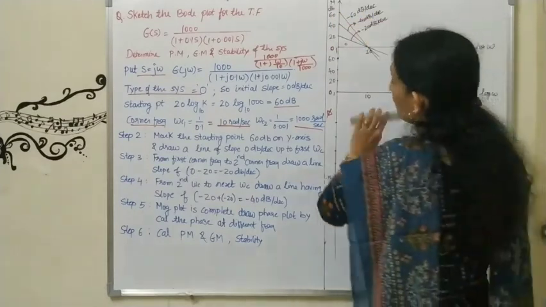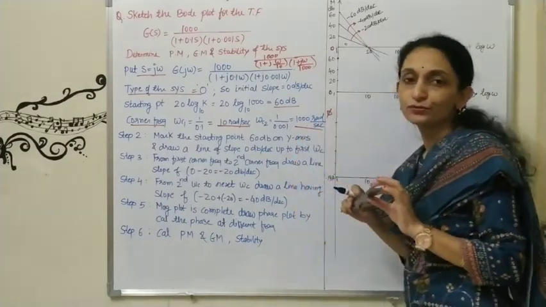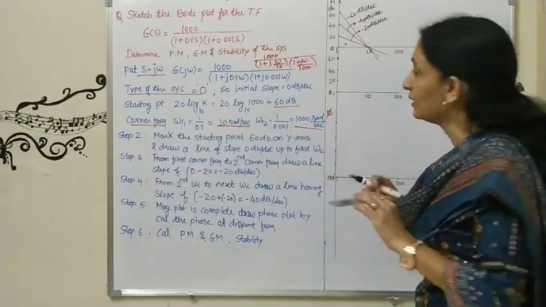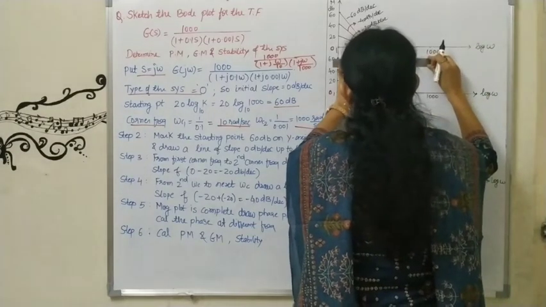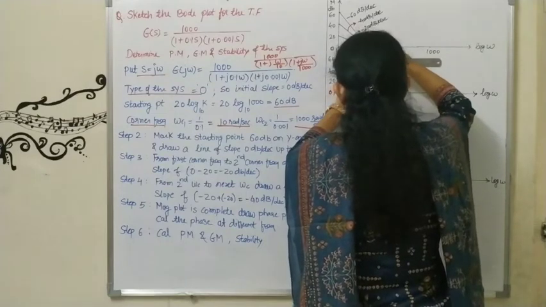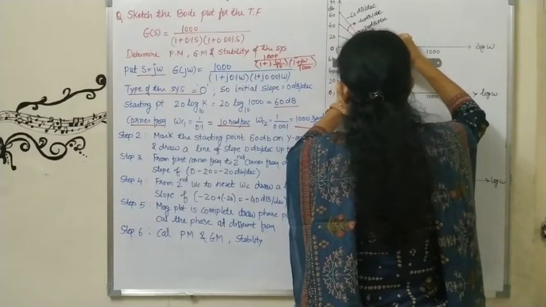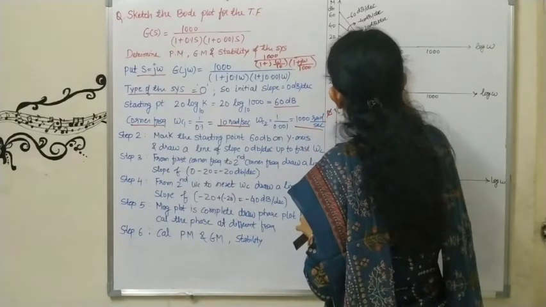So see what I am doing now. Actually I am using the scale. It will be easy for you to use a roller scale to draw the line slopes. Okay, so look at this. I am drawing a line that will be parallel to the log omega axis. I am drawing up to the first corner frequency. So look at this, this is my first corner frequency, that is 10.